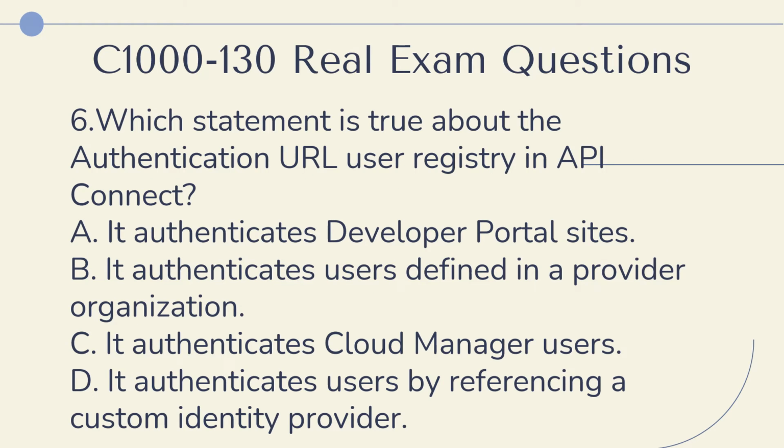6. Which statement is true about the Authentication URL user registry in API Connect? A. It authenticates developer portal sites. B. It authenticates users defined in a provider organization. C. It authenticates Cloud Manager users. D. It authenticates users by referencing a custom identity provider.